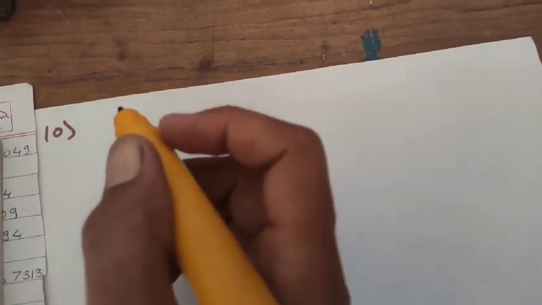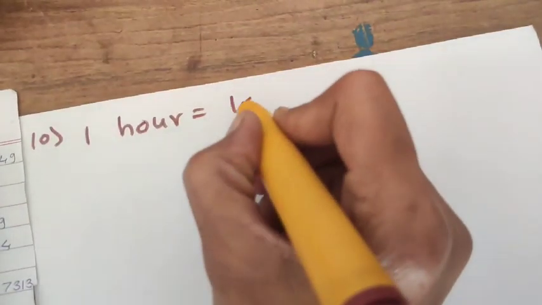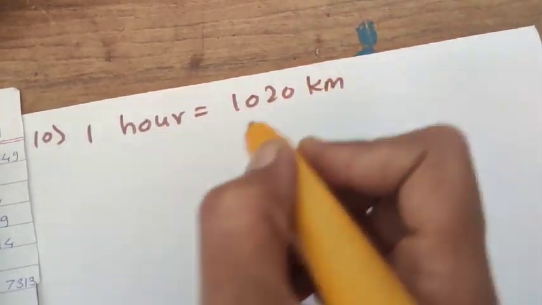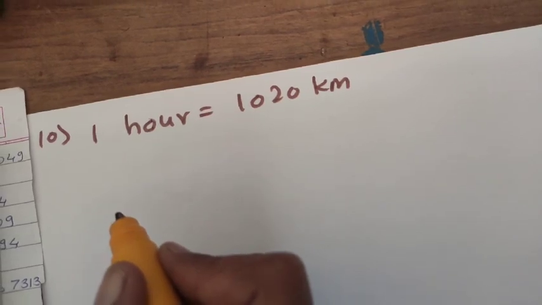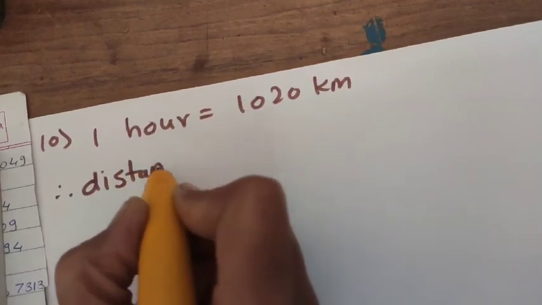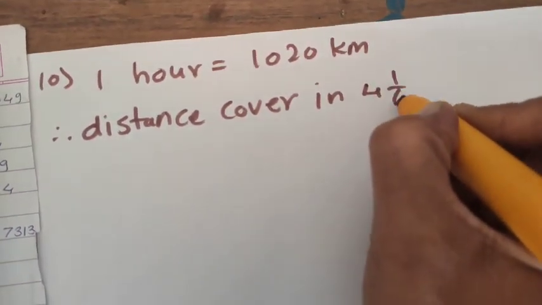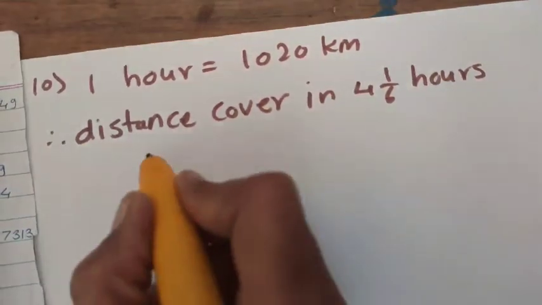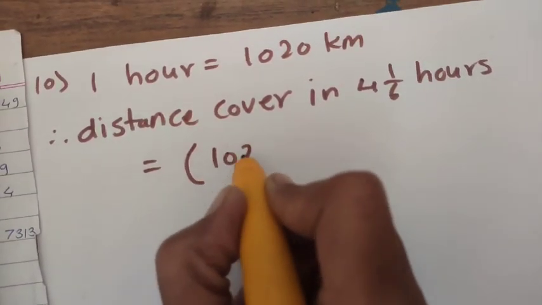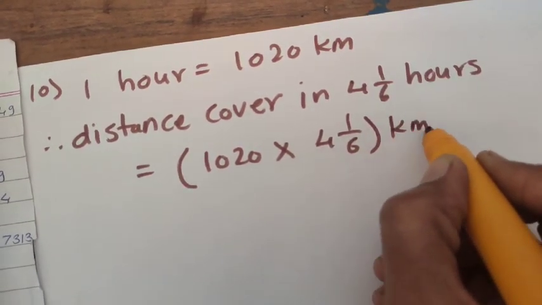See, now I am going to solve the 10th question. See in the textbook, everyone. An aeroplane covers 1020 km an hour. So in 1 hour the given distance is 1020 km. How much distance will it cover in 4 integer 1 by 6 hours? So therefore the distance covered in 4 integer 1 upon 6 hours is equal to 1020 multiplied by 4 integer 1 by 6 kilometers.